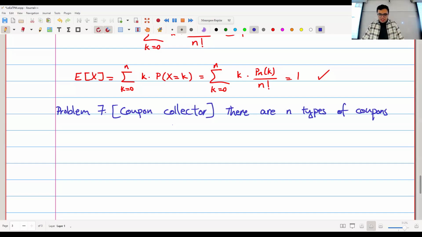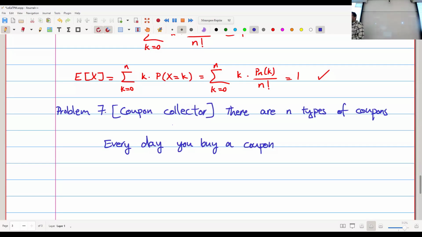Type 1, type 2 to type n. Every day you go to a shop and buy a coupon. When you buy a coupon, you get one of the n types, each with the same probability. It's uniform. You buy a coupon whose type is uniformly random.